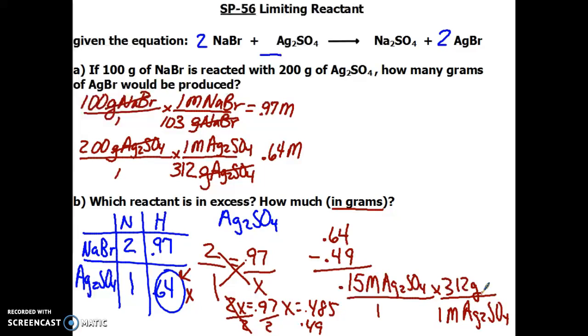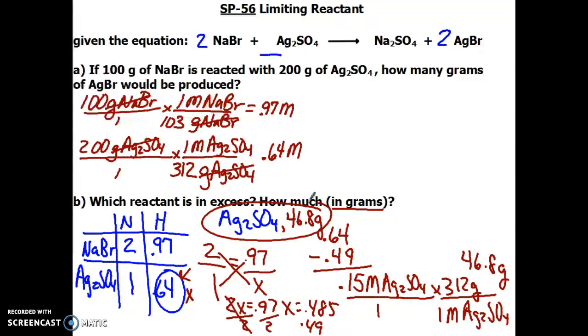So 0.15 times 312 equals 46.8. So we have too much Ag2SO4, and we have 46.8 grams too much. All right. Since we now know which one we have too much of, we go back up to the top in question 8, and we finish our question. And we have 2 places we can start, but only one of them is good.